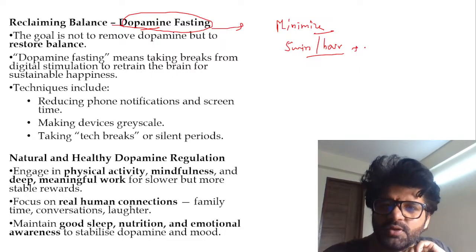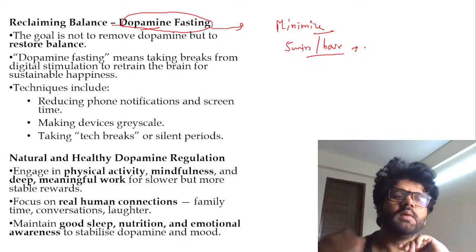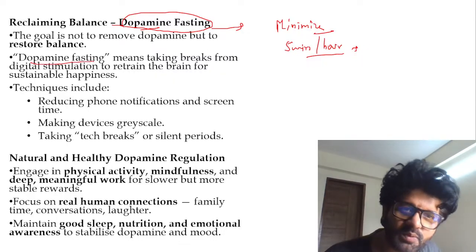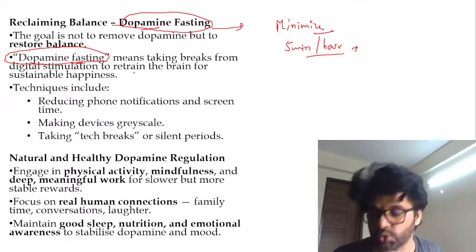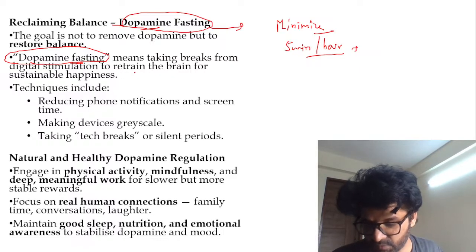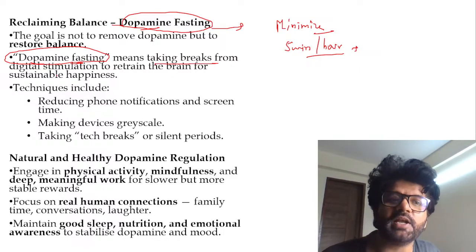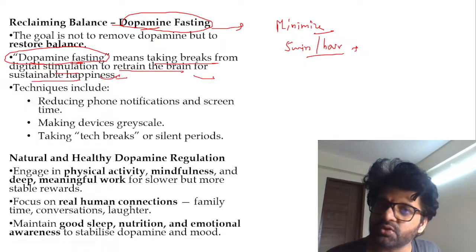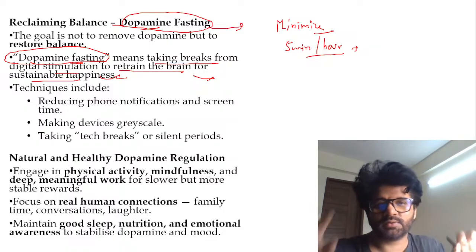So what if I am not disciplined? What lecture can I give you on discipline? But yes, dopamine fasting has to be done, guys. They can directly ask you what dopamine fasting is, for study purposes only. Dopamine fasting means taking breaks from digital stimulation to retrain the brain for sustainable happiness.